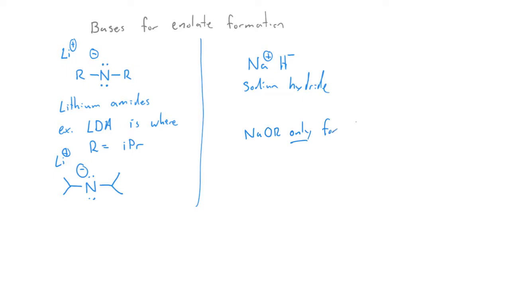Alkoxides might be considered, however, their pKa for the conjugate acid is like 15 to 20, so they're not good for carbonyls that have a pKa of 20. They're only good for carbonyls that have a pKa that's less than 13 or so, like a dicarbonyl species. So let's go to the next page and draw some different enolate examples.